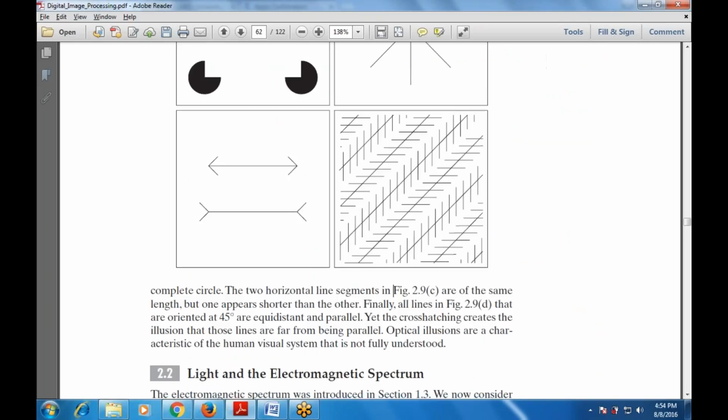The two horizontal line segments in 2.9c are of the same length, but one appears shorter than the other. The reason is that there is an arrow mark available over here. And finally, all the lines in figure 2.9d are oriented at 45 degrees. These are straight lines at angles that are equidistant and parallel, and yet the cross hatching creates the illusion that those lines are far from being parallel. Optical illusions are a characteristic of the human visual system that is not fully understood.